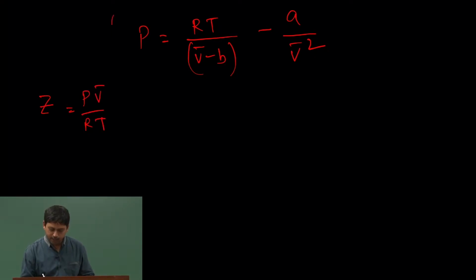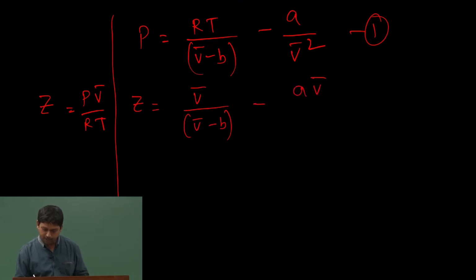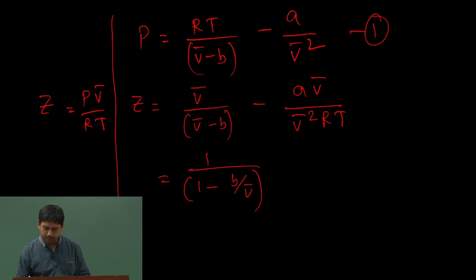So, now we have to calculate Z, which is PV by RT. Therefore, in the case of this particular equation, equation number 1, I can multiply by V and divide by RT. Multiplying by V and dividing by RT, what I am going to get is V bar by V minus B minus A by V bar RT. So, this is now the compressibility factor. We will simplify it, divide by V in the numerator and denominator here. So, 1 by 1 minus B by V bar minus A, 1 will cancel, by VRT.